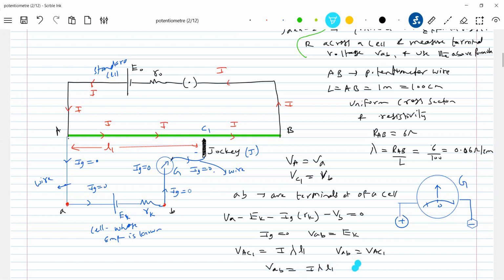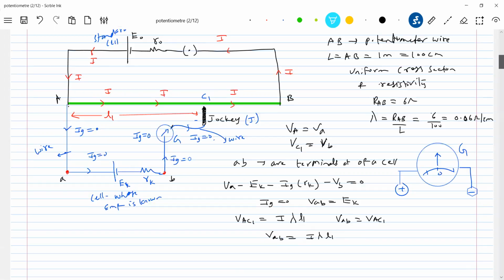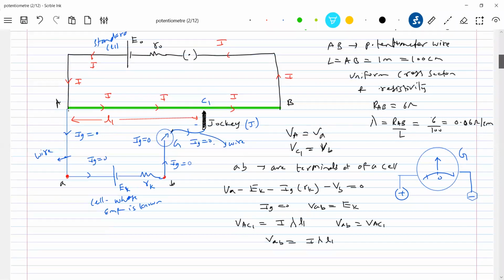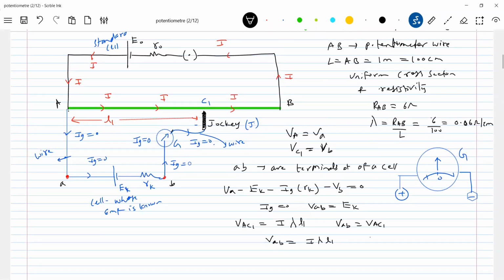So therefore, what is the conclusion now? EK is equal to lambda into L1, I into lambda L1. So this is the data. Keep this data now, let it be as it is.